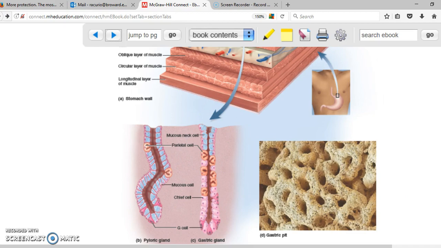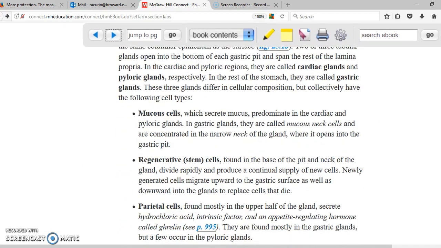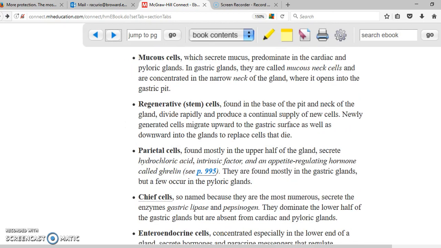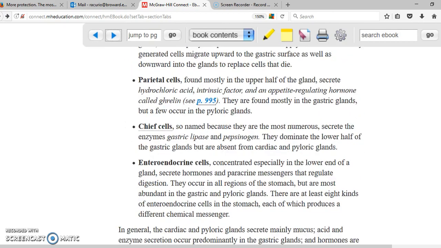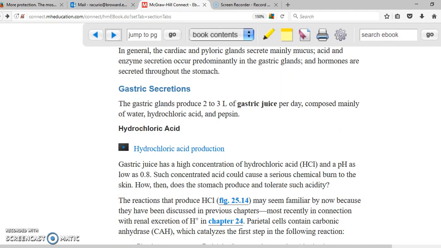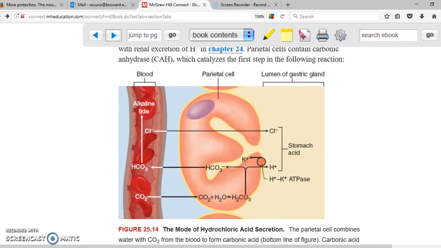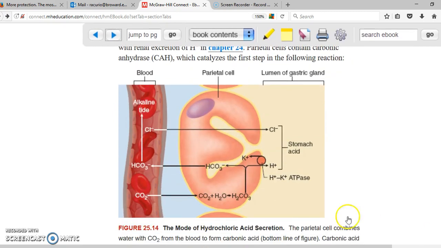Let's take a look at these cells. Keep scrolling down. Then you have the cells in there again. There's a table where we can see this a little bit better. So we go down. Gastric secretions: we are going to have acid in the stomach, approximately 2 to 3 liters of acid. Hydrochloric acid. Before we find the cells, we can see how the acid is formed.